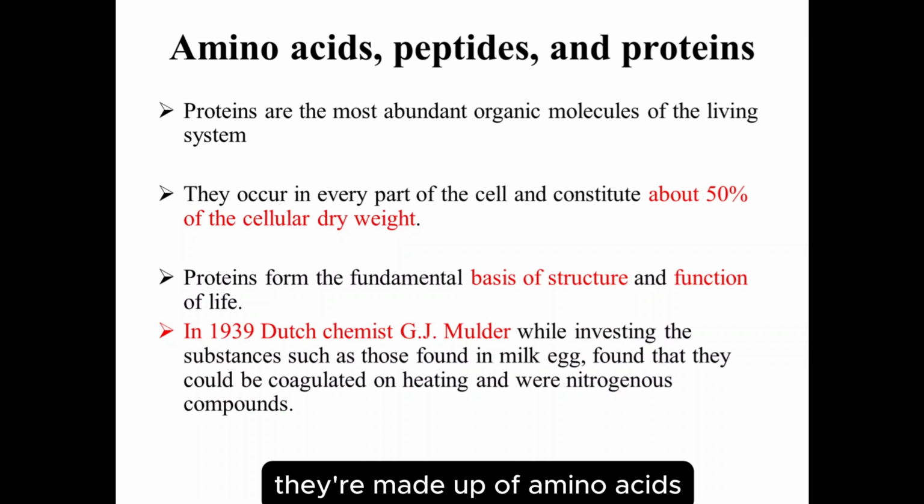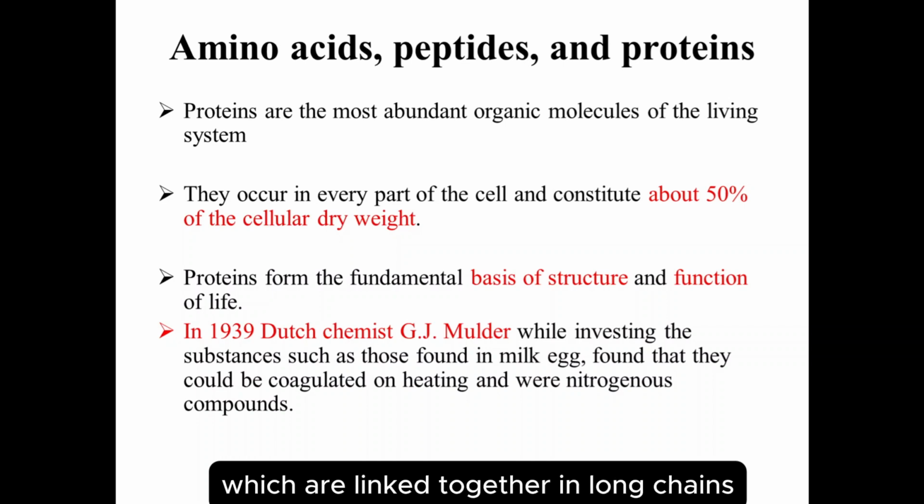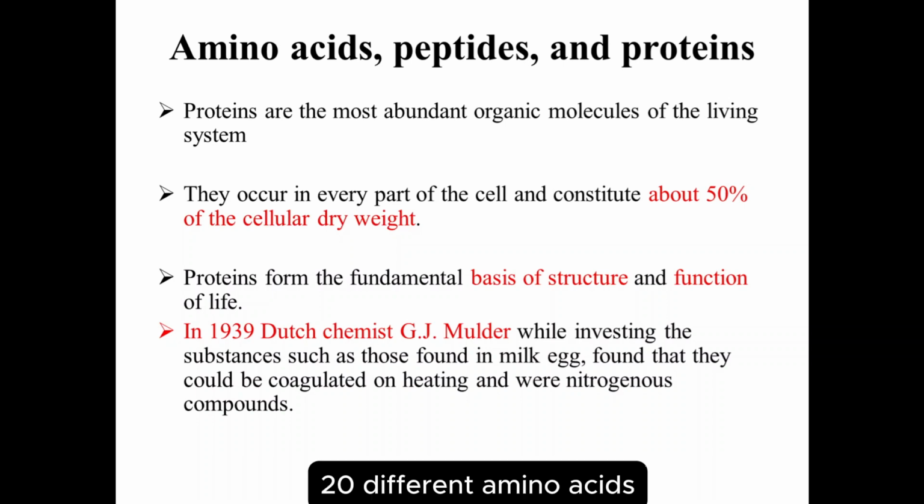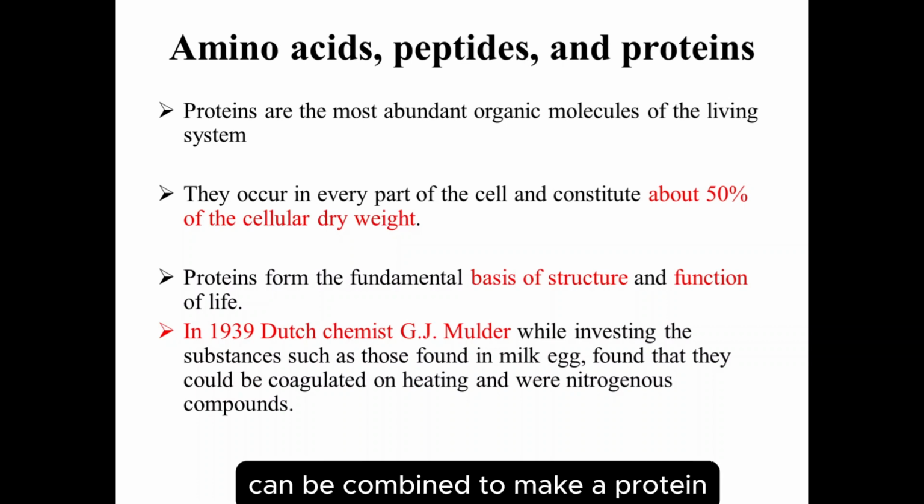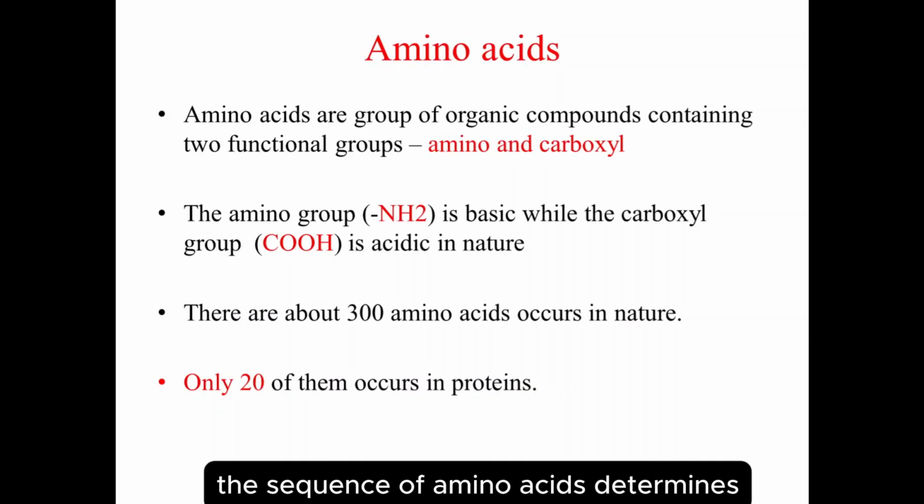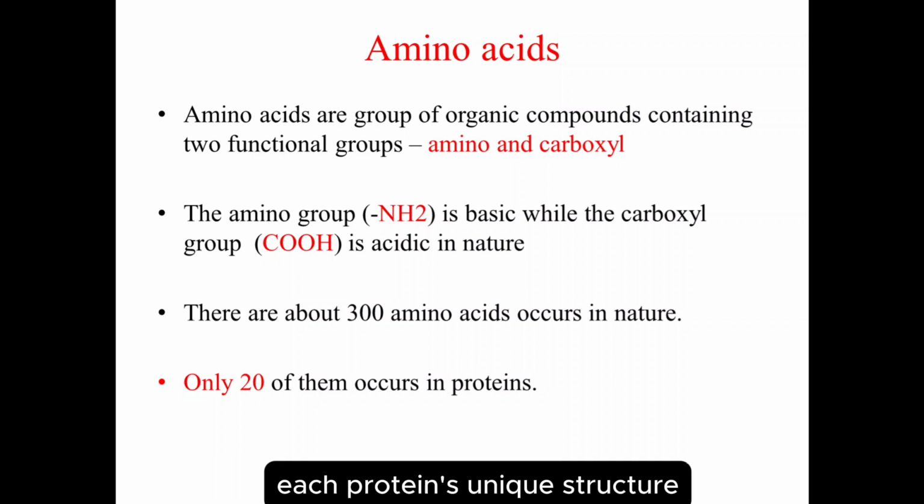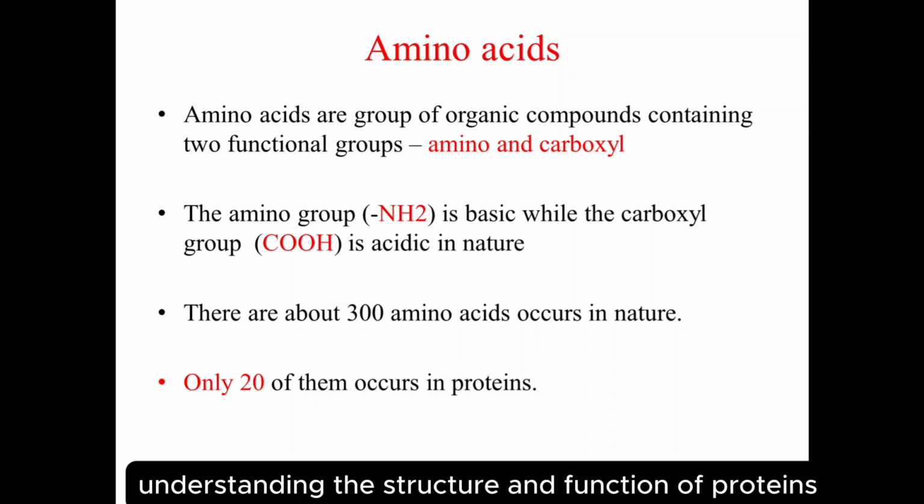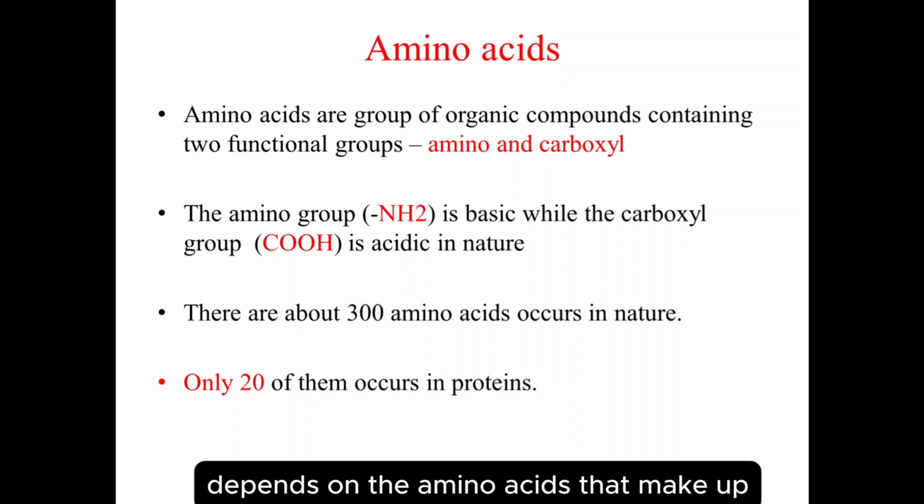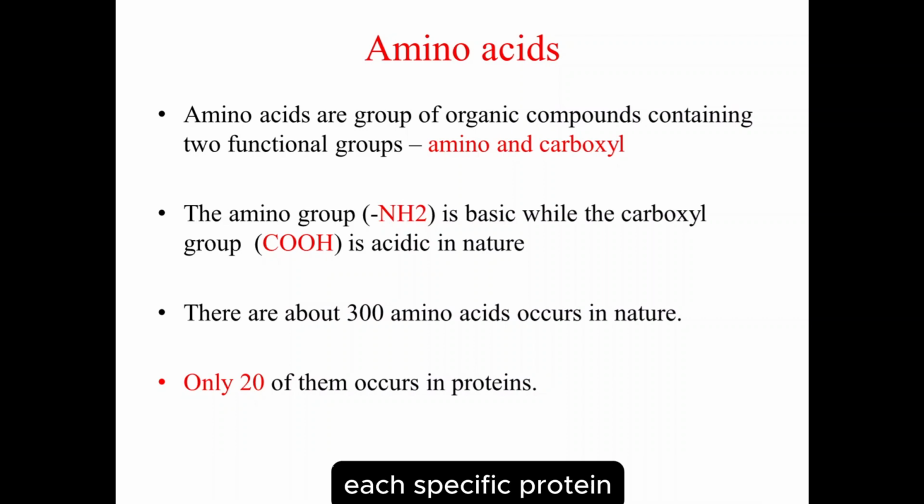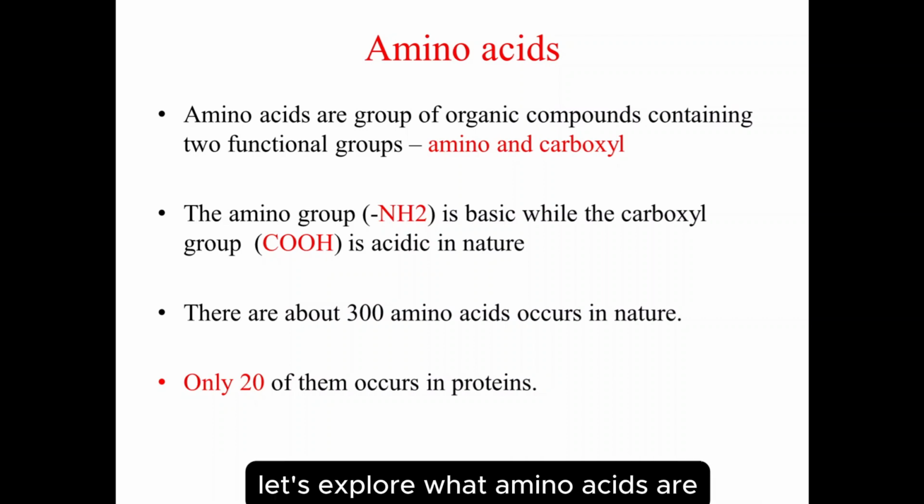They are made up of amino acids, which are linked together in long chains. 20 different amino acids can be combined to make a protein. The sequence of amino acids determines each protein's unique structure and specific function. Understanding the structure and function of proteins depends on the amino acids that make up each specific protein. Let's explore what amino acids are and their characteristics.